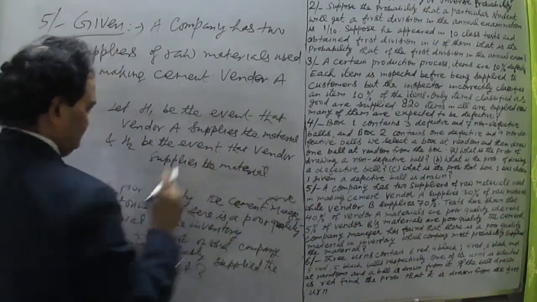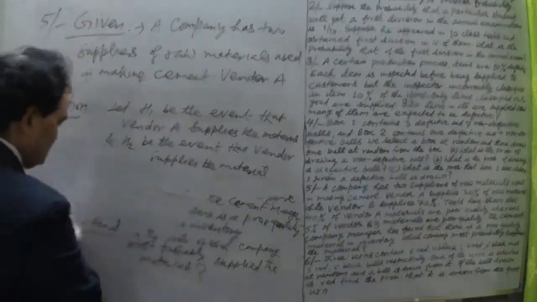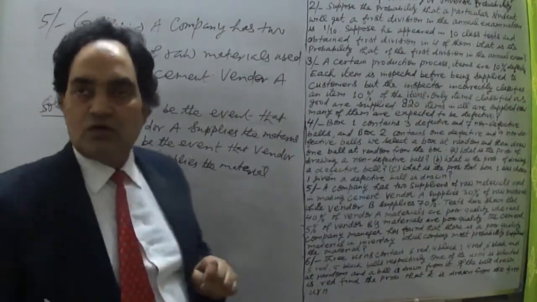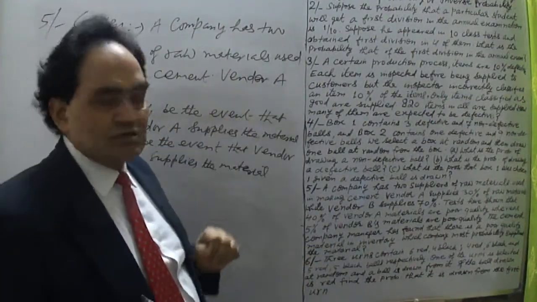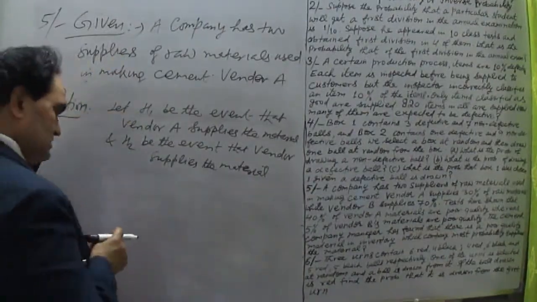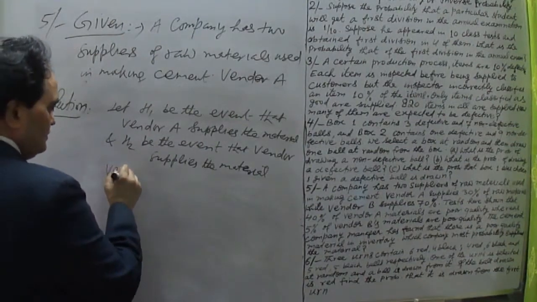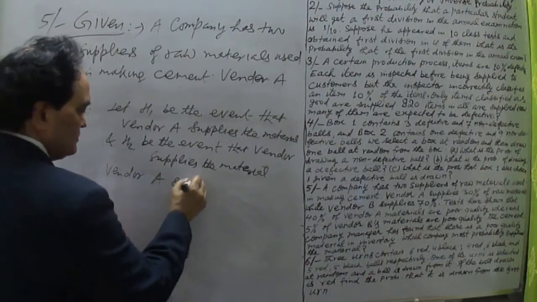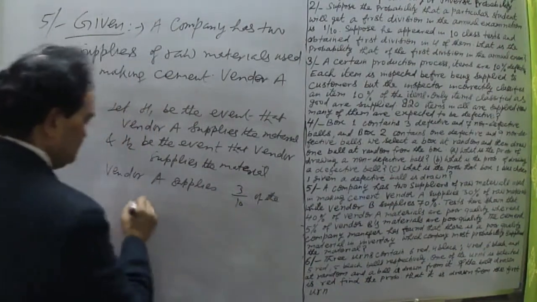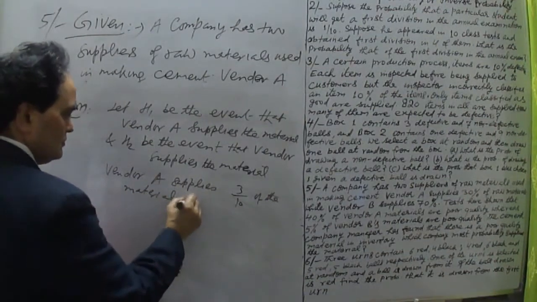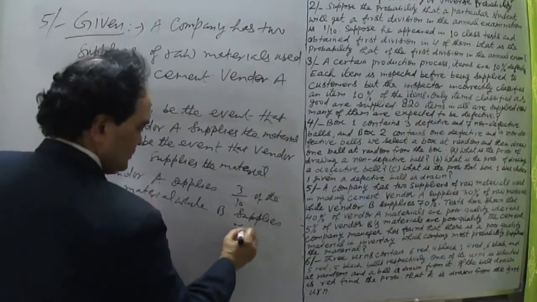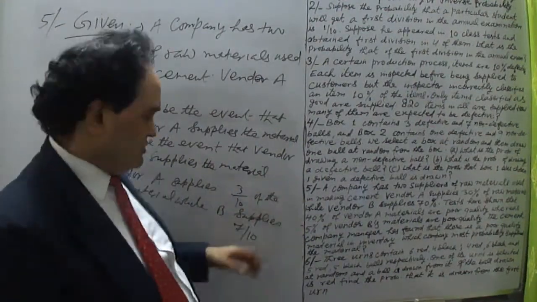We have the basic point here. We are given already that vendor A supplies 30%, which is 3 upon 10, of the material, while B supplies 7 upon 10, 70% of the material.